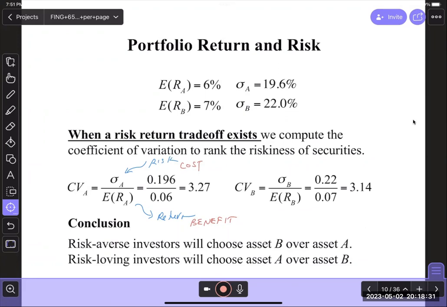So I've shown you two securities. We've calculated the statistics for them as ex-ante data returns. And then I want to compare them, which one is better. And depending on who you are, your risk tolerance, you will choose A or B. And we use the coefficient of variation to help us.